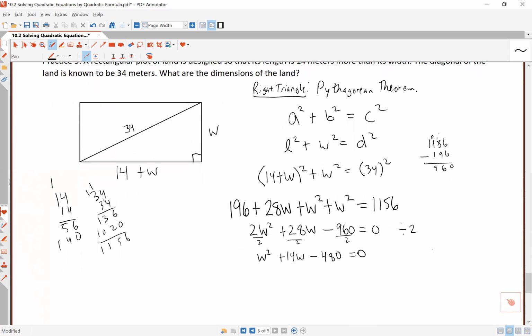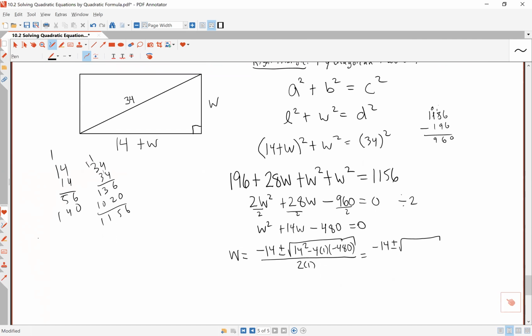Now this most likely factors, but they're rather large numbers. So I'm going to go ahead and just use the quadratic formula on this. Negative b plus or minus the square root of b squared minus 4 times a times c, divided by 2 times a. We have 14 squared minus 4 times 1 times negative 480.